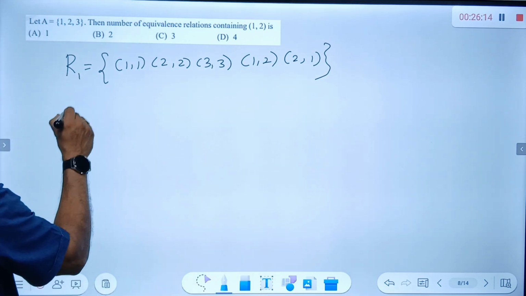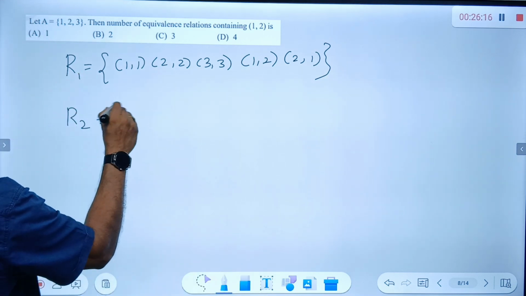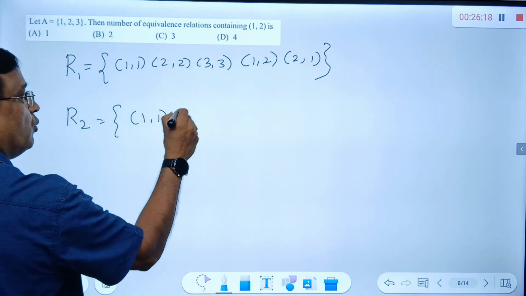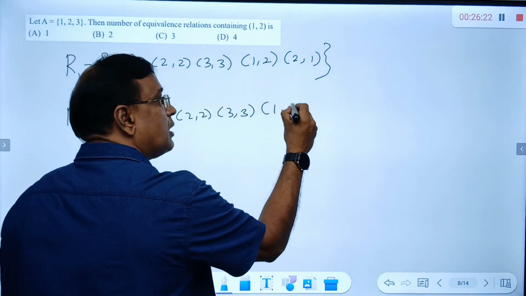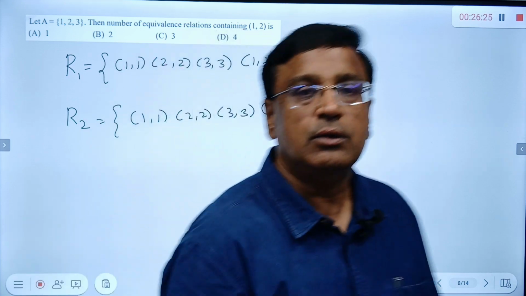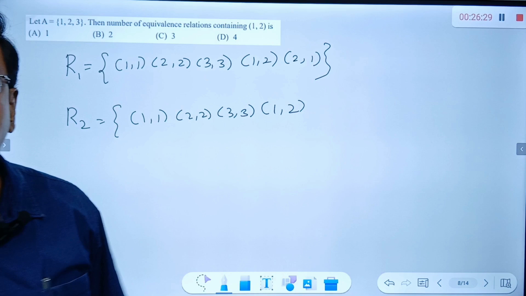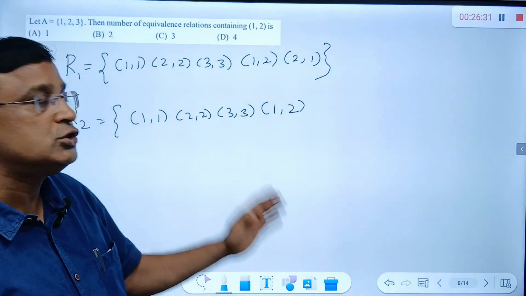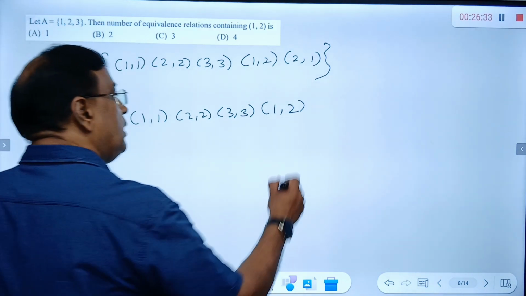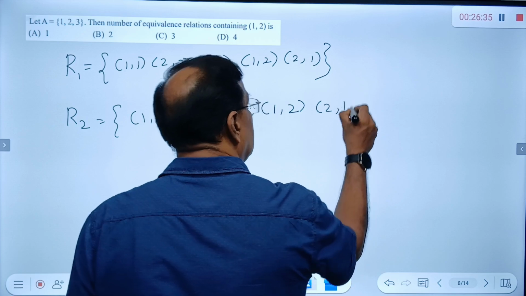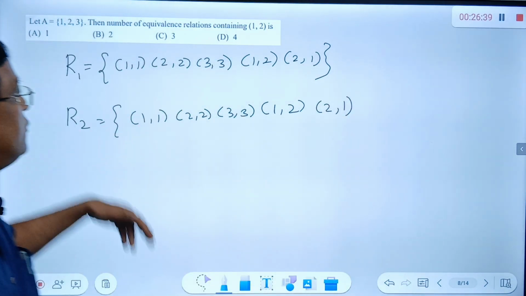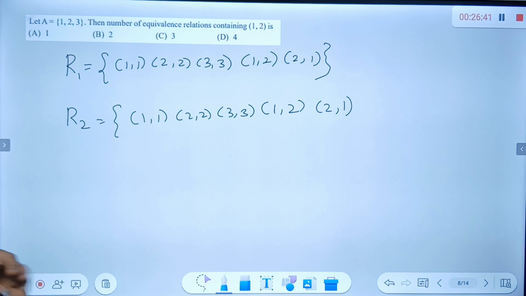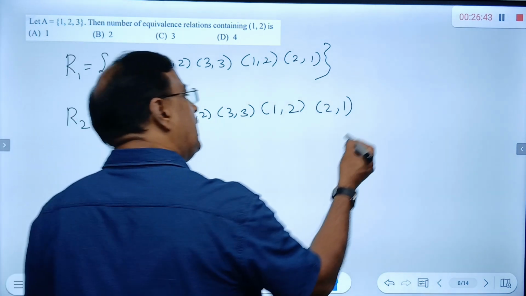Now this is R1. Is it possible to have any more relations? This is something that you need to examine. Definitely you should have 1 comma 2. Why? If you don't have 1 comma 2, then you are violating the question. The question says your relation should contain 1 comma 2. If you want 1 comma 2, you should have 2 comma 1. Otherwise, the symmetry will be lost. If I stop here, then there is no difference between R1 and R2. So I need to extend my set. How do I extend? Add any element you like.